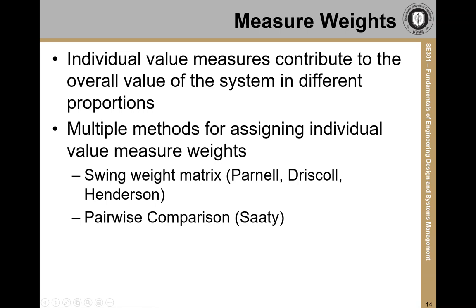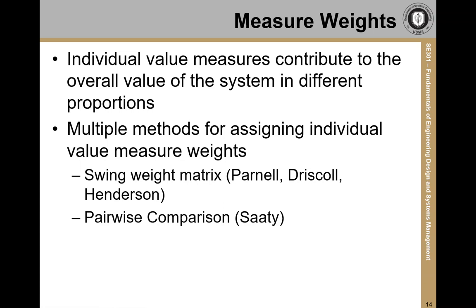There are a lot of different ways to do that. The two we are going to cover in the course are the swing weight matrix, which is in the green book, your text, and then also pairwise comparison, which we will talk through today, which has some benefits in that you're able to compare one value measure to another. You don't have to do a holistic comparison.